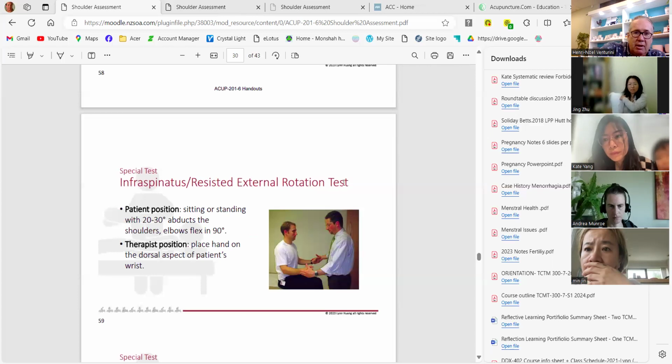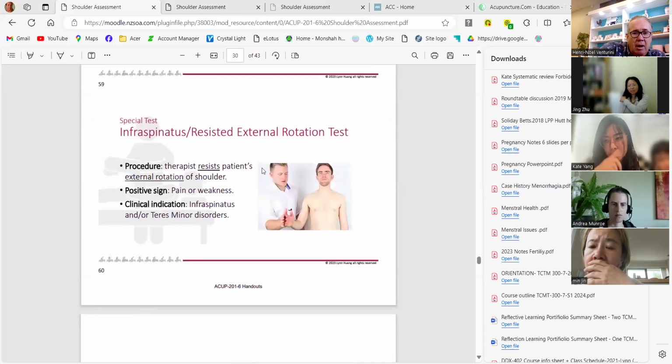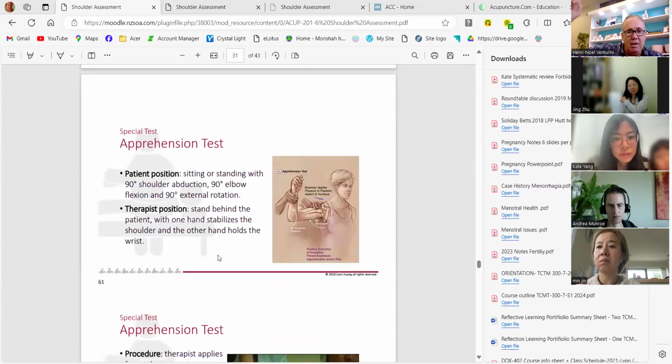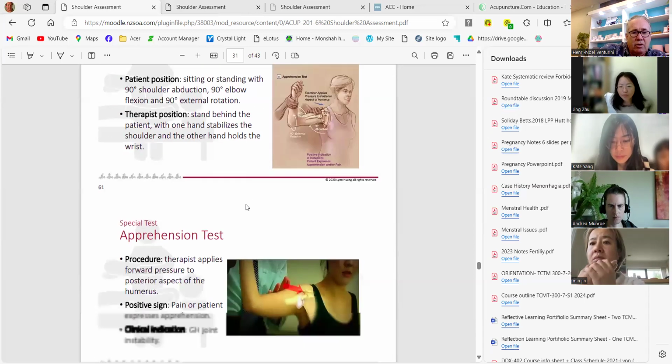This is the resisted external rotation, and this is the degrees that we're looking at. And here's another way of doing the external rotation test. This is the apprehension test, where we're supporting the shoulder. You can see that. We're asking the client to try and pull the fist back towards the therapist, and the therapist is gently pushing forward. And again, that is to look at the stability of the shoulder joint.